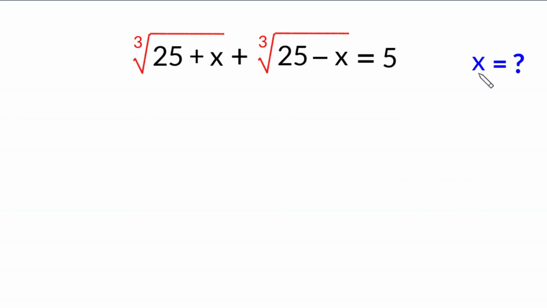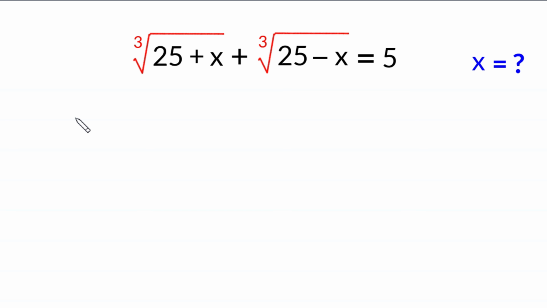So let's start. If we take a cube of both sides, then this will become a complicated equation, and to solve that equation is too much difficult. So we use another clever trick to make the solution much simpler.